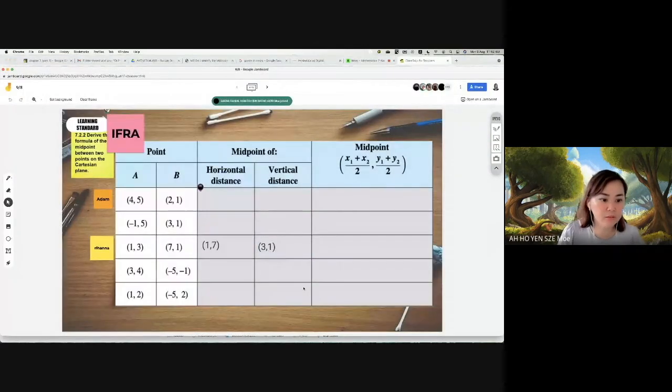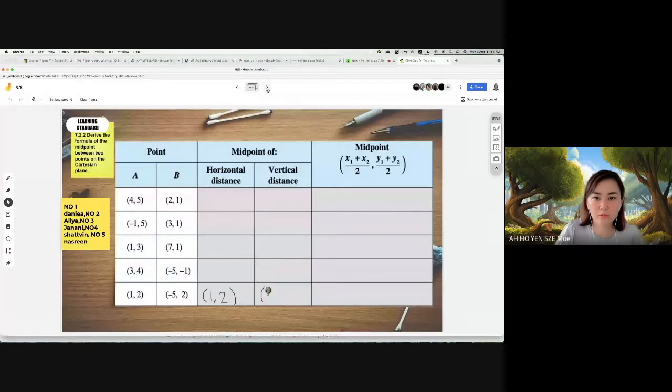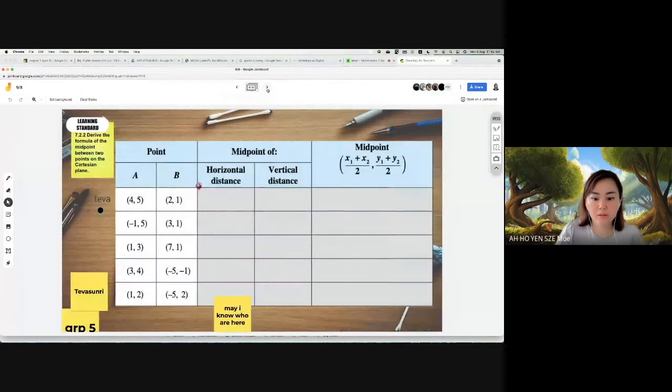Okay, group 1 has started. Good. Group 2 also. Group 3. All the members should give cooperation to your group leader or to your group. You have to contribute, at least give one of the answers.